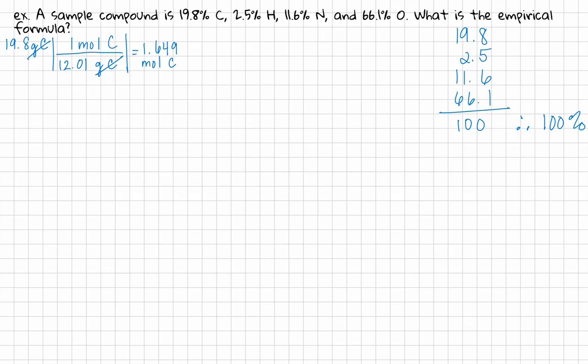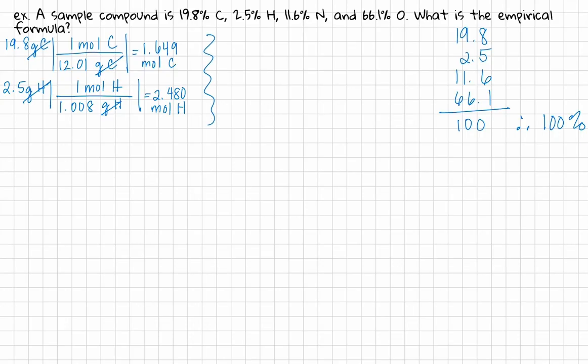Then we're going to do hydrogen. So we have 2.5 grams hydrogen. At the bottom is going to be grams of hydrogen, and the top is going to be mole of hydrogen. Per the periodic table, atomic weight of hydrogen is 1.008 grams. Grams of hydrogen cancels out once we do the math. That comes out to 2.480 mole of hydrogen.